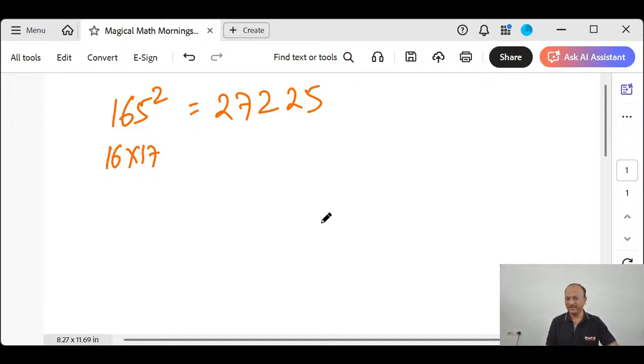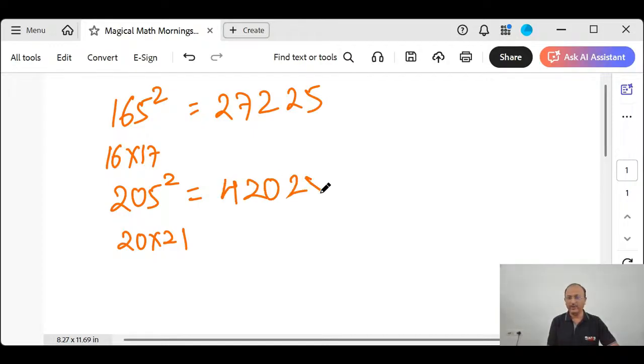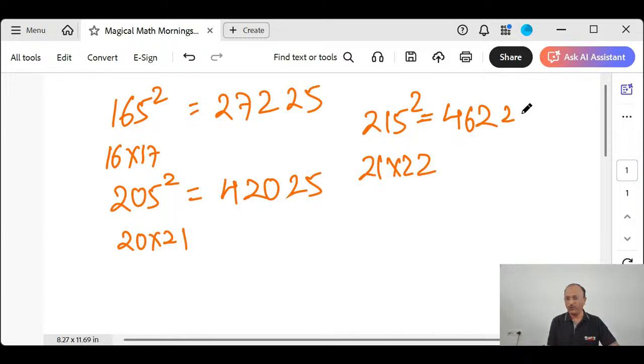Isn't it simple? Maybe we want to find out 205 square. What we do? 20 into 21. 20 into 21 is 420, followed by 25. Very simple. So if you want to find out 215 square, what we do? 21 into 22, we think in mind. 21 into 22, just take 1 second and calculate, you find it as 462, followed by 25. Isn't it very simple? Be ready with the chat.